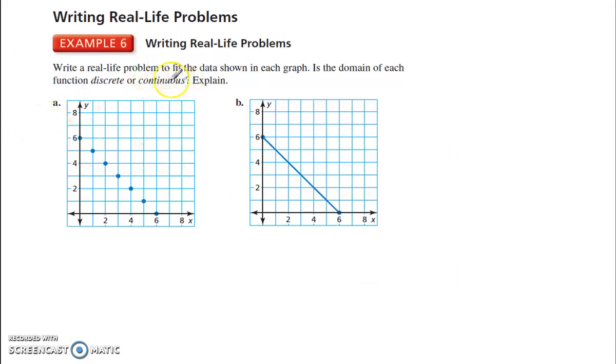All right, writing real-life problems. Write a real-life problem to fit the data shown in each graph. Is the domain discrete or continuous? First off, this is discrete. This one's continuous. Now here we want to find some representation where it doesn't make sense to have half of something, right? We're going 1, 2, 3, 4, 5, 6.